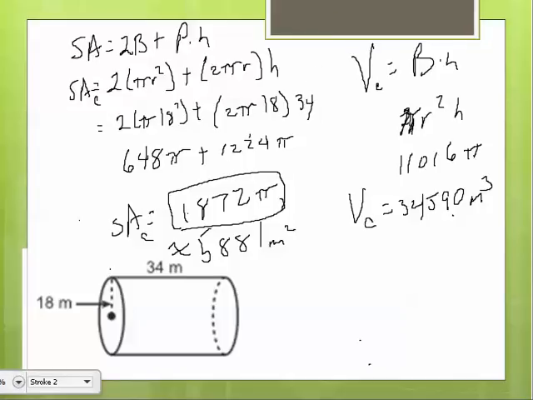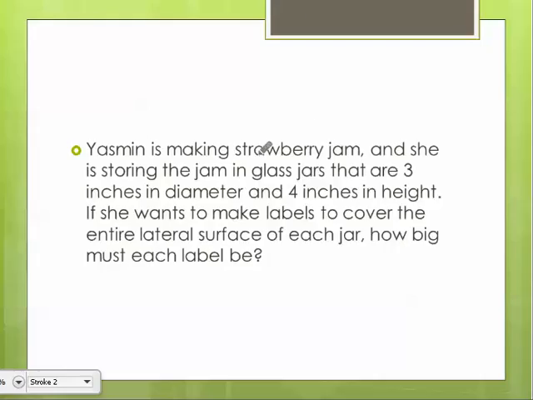This is big. Okay, Yasmin is making strawberry jam, and she's storing the jam in glass jars. They are 3 inches in diameter and 4 inches in height. Okay, a jar looking like this. See, I can draw cylinders like this. My diameter across here is 3 inches. My height is 4 inches. And she wants to make labels to cover the entire lateral surface area of each jar.